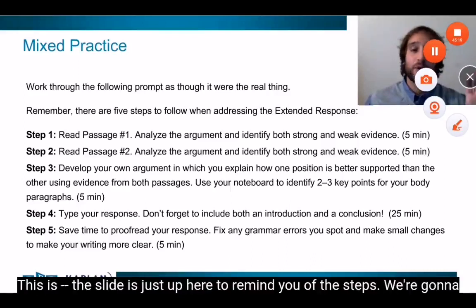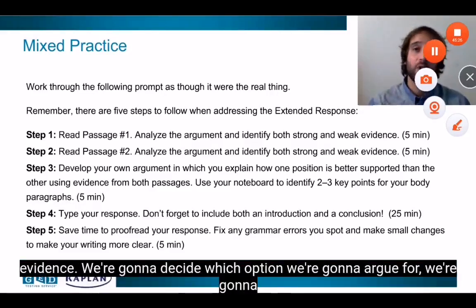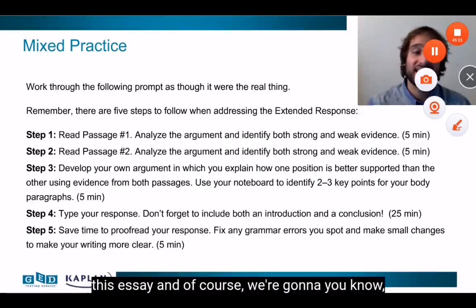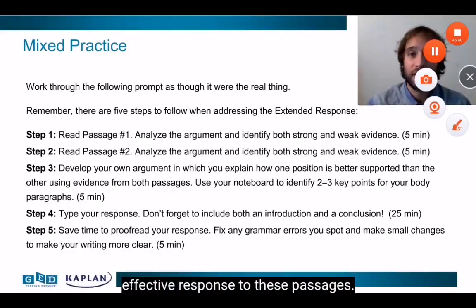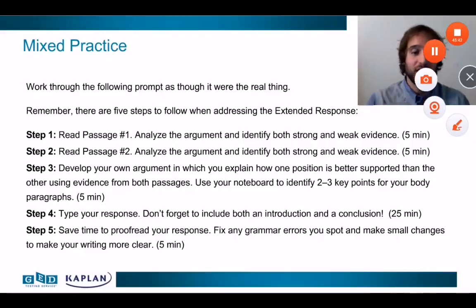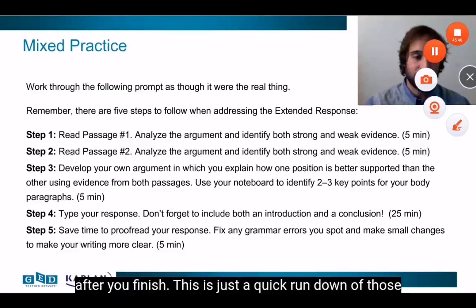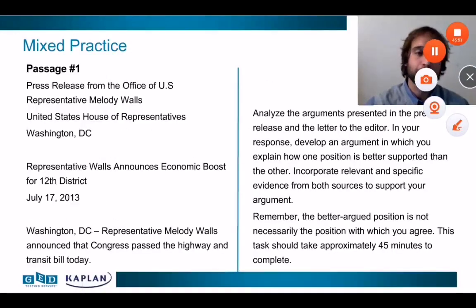Okay, now we get to the real deal. This slide's just up here to remind you of the steps. We're going to analyze the two passages. We're going to point out weak and strong evidence. We're going to decide which option we're going to argue for. We're going to pick our key points, think about how we would organize this essay, and then of course we're going to type up our response and see how we could write a really strong, effective response to these passages. We're finally there. Let's do it. Don't forget to proofread after you finish.